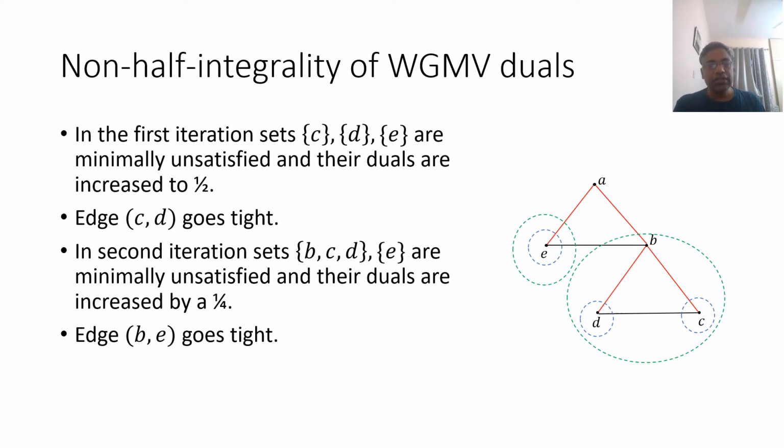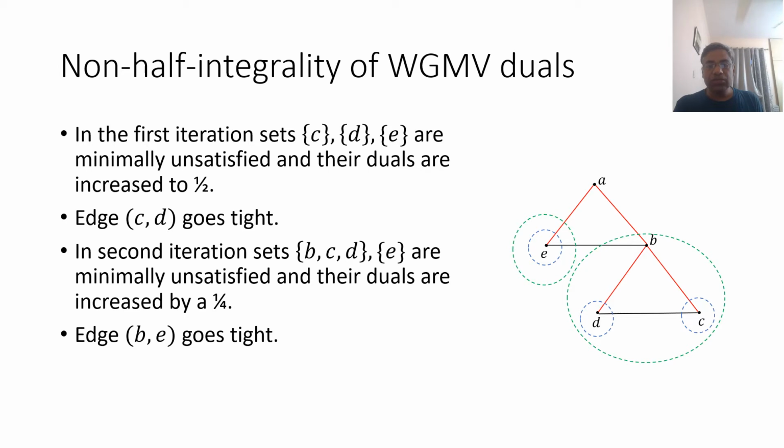So initially, in the very first step, we will be raising the dual variables for sets C, D, and E. And then we're going to view it as a process in time, or WGMV view it as a process in time. And then when these dual variables have increased to a half, then the edge CD goes tight.